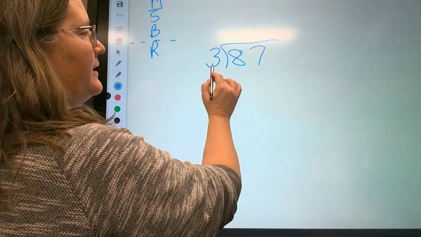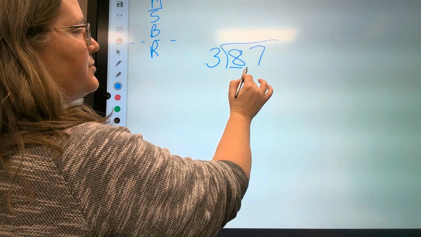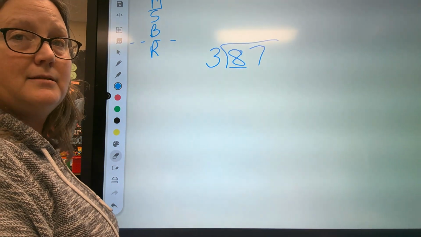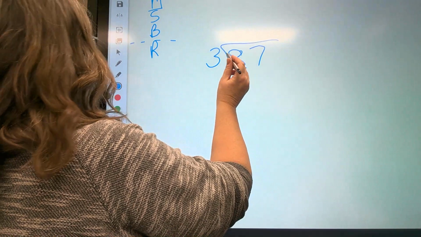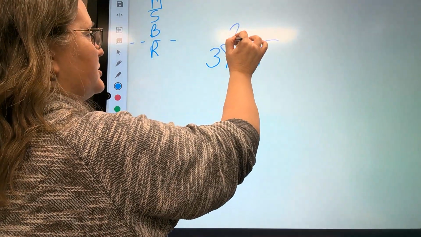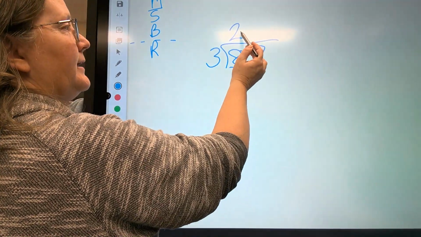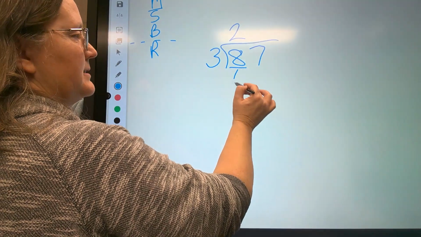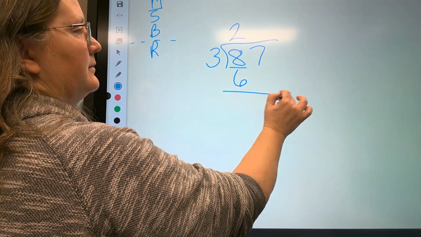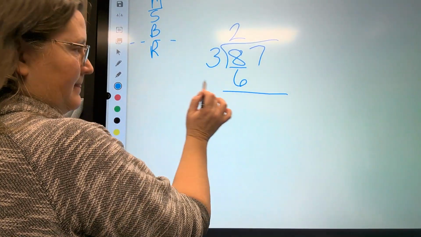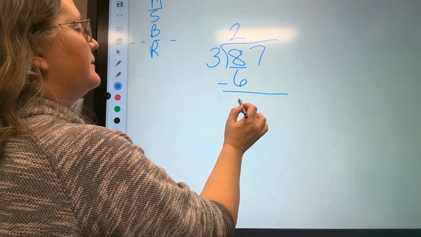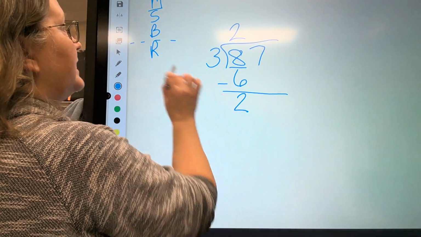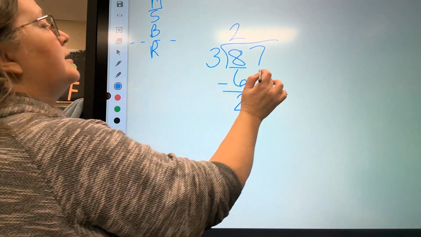So then we look at the first number. Does 3 go into 8 or get close to without going over? 3 times what gets close to 8? 3 times 2. Multiply is 6. What's next? Subtract. 8 minus 6 equals 2. My next step is bring down.